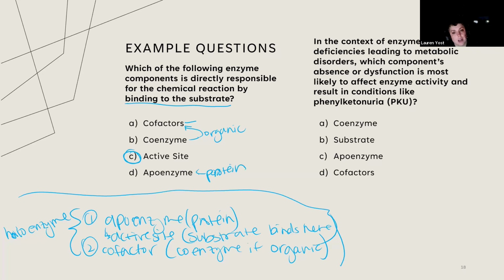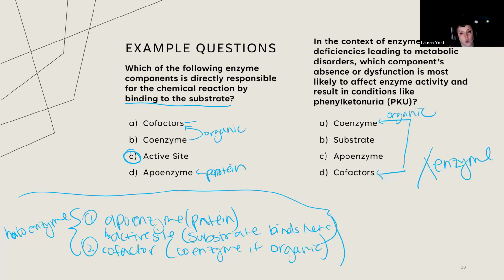All right, next question. In the context of enzyme deficiencies leading to metabolic disorders, I have a lot of these types of questions on this review session. So we have a metabolic disorder where we have an absence or dysfunction that affects enzyme activity and could result in conditions like phenylketonuria. Okay. So which part of an enzyme would be affected in order for us to have it so that our enzyme would no longer work? Would it be the coenzyme or the cofactor? Remember, these are the same. This is just an organic version.